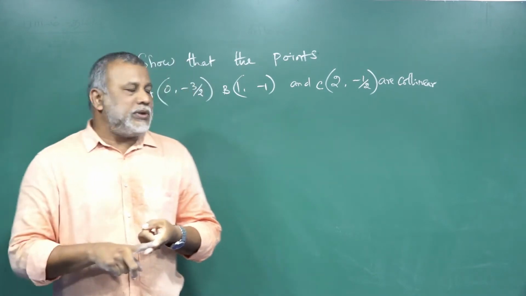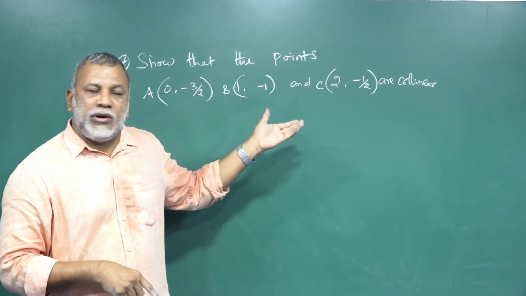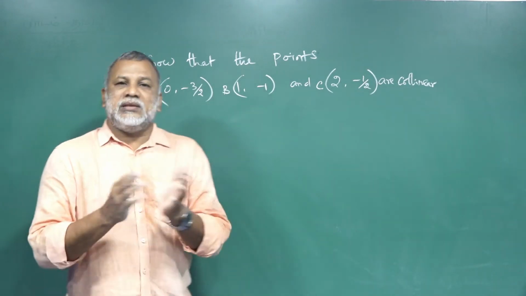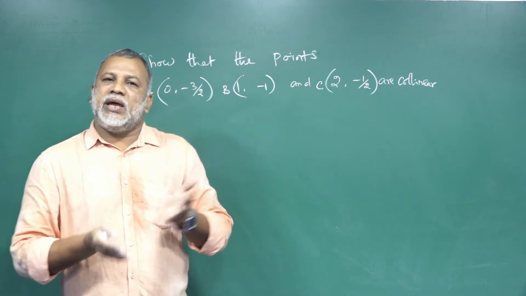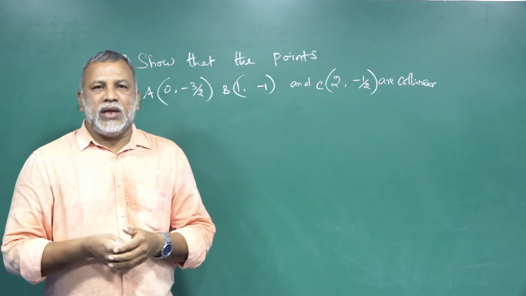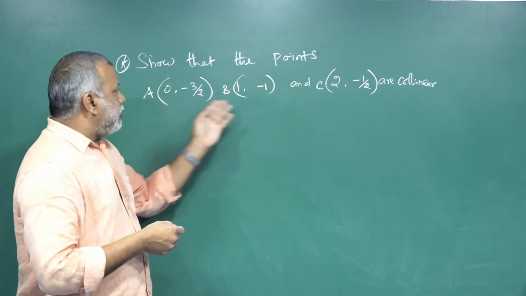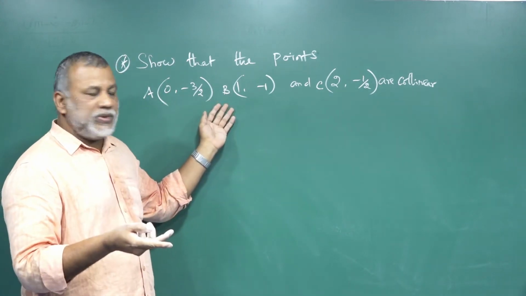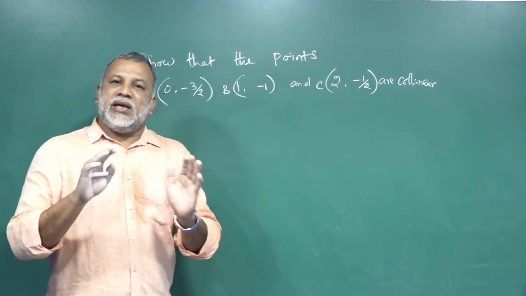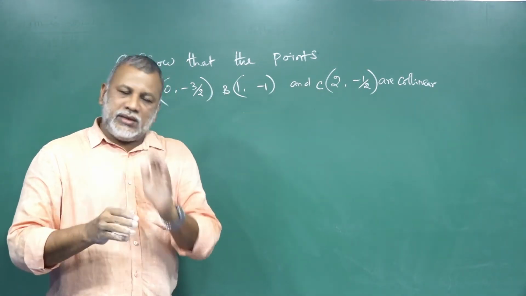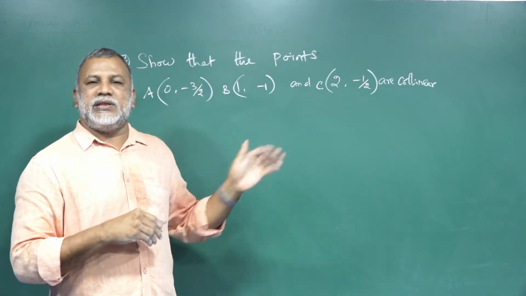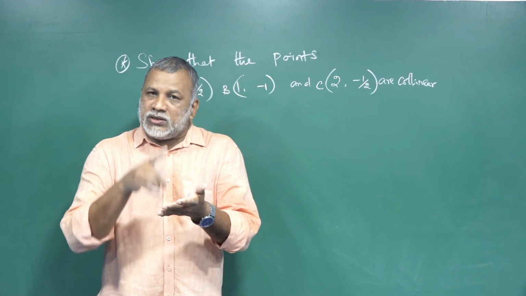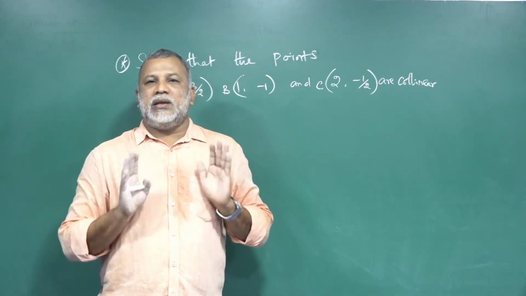What is the one more concept? The area of the triangle formed by these three points is zero, then the three points are said to be collinear. Another concept: if we are able to take out the equation of the straight line joining these two points A and B, and we can substitute the third point, then it must be satisfied. Then we can say that the given three points A, B, C are collinear. We have three logics. All these three logics we already used in your 10th syllabus itself.